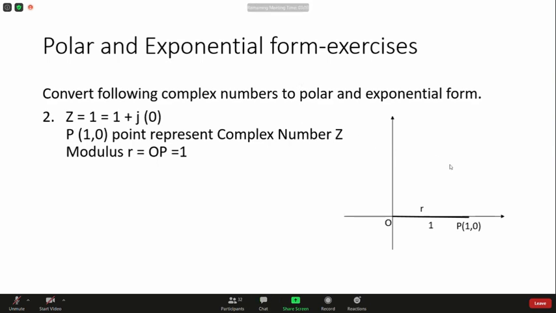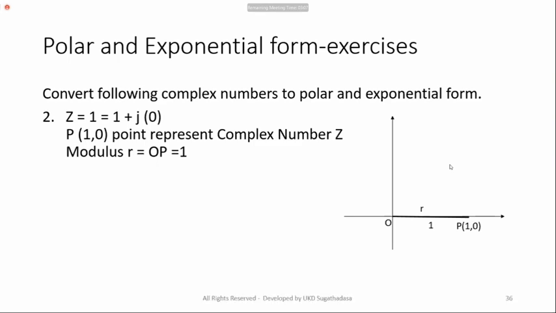What is the complex number 1? It's 1, which means 1 plus j 0. What is the point? 1 comma 0. x is 1, y is 0. The point is on the x-axis. You see now? The modulus value is 1. What will be the argument? Tell me if you know. 0.